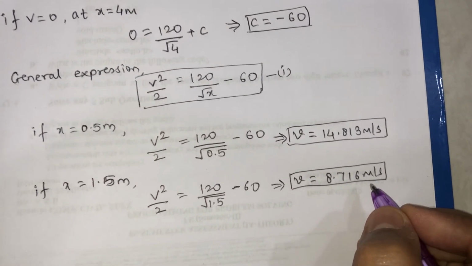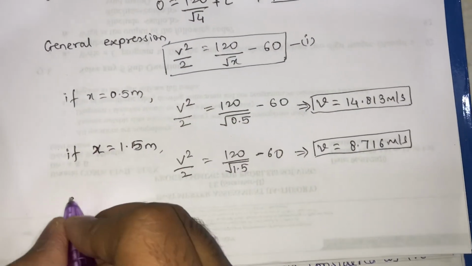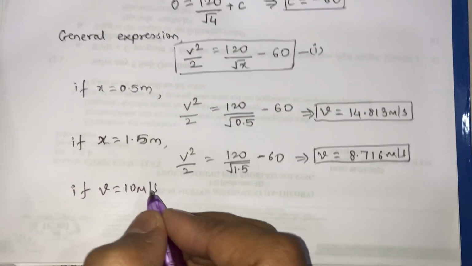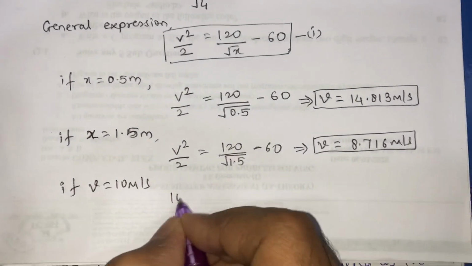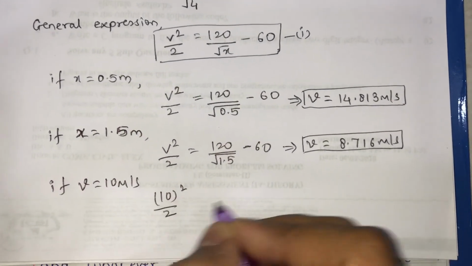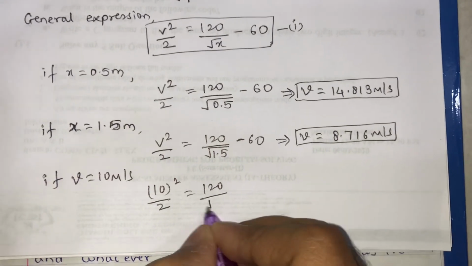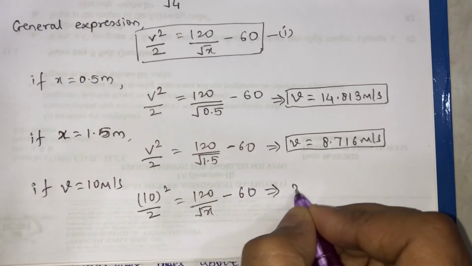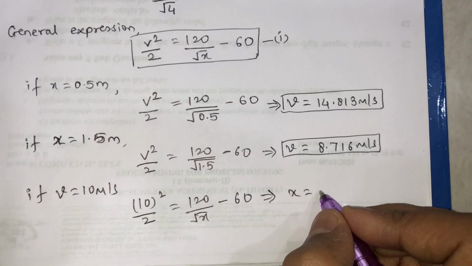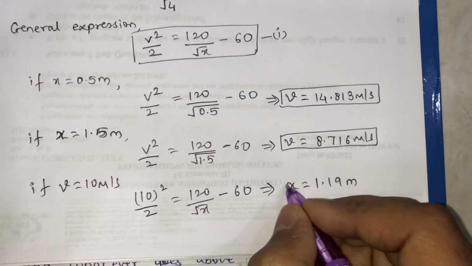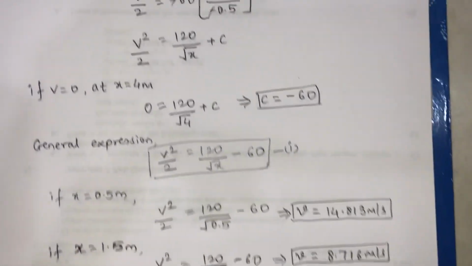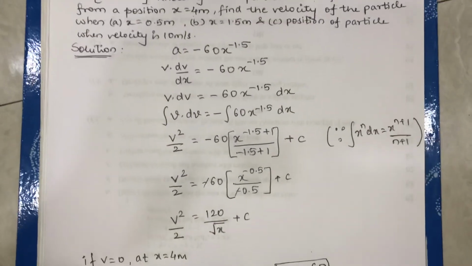I hope you are understanding the problem. The last part is, if my velocity is 10 meters per second, then what is the position? So here 10 square by 2 equals 120 by root x minus 60. That will give me x equals 1.19 meters. With this, I hope you understood the problem. Thank you.